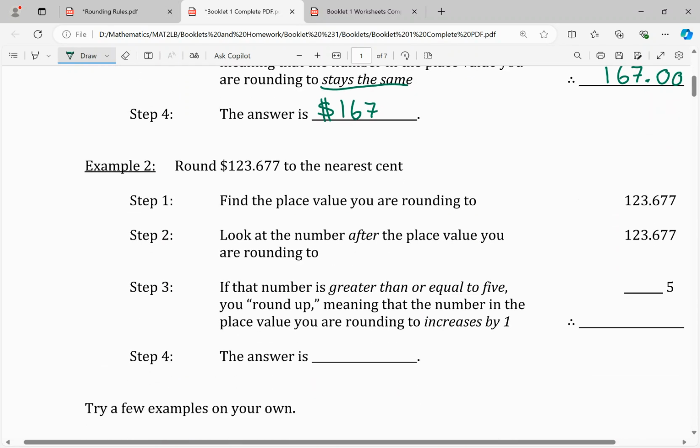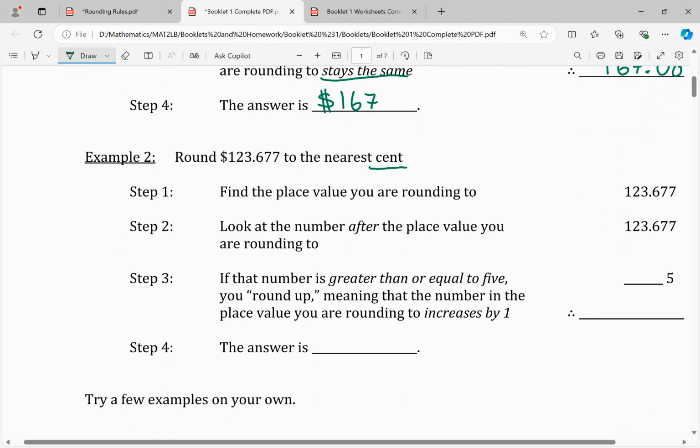Let's do another example, but start to pick up the pace a little bit. Now, there is one different part about this question. We're rounding $123.677, but we're not rounding to the nearest dollar. Here, we're rounding to the nearest cent. So make sure that you're reading your questions carefully.